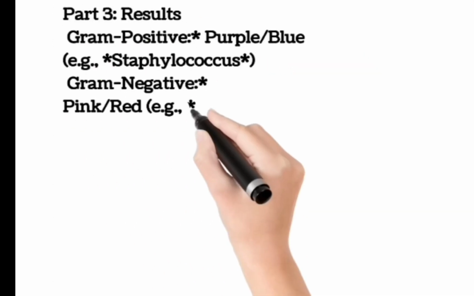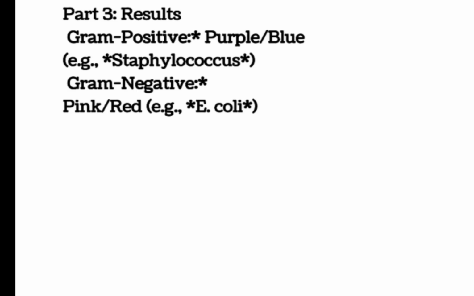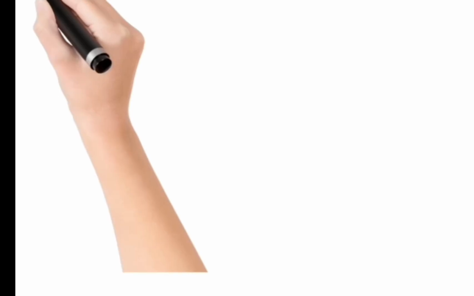Results. Gram-positive, purple-blue. Example, Staphylococcus. Gram-negative, pink-red. Example, E. coli.